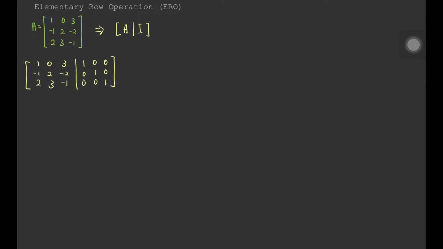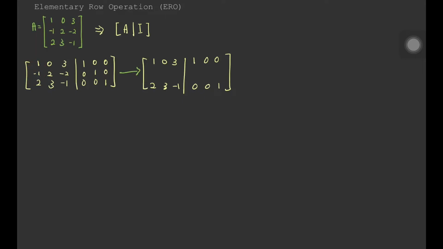We can do addition between rows. We want to change the second row here, right? So we can write back what we have in our first row and third row. 1 0 3, and then we have 1 0 0. Third row we have 2 3 negative 1, 0 0 1. So we want to change our row 2, this element negative 1, to be 0.